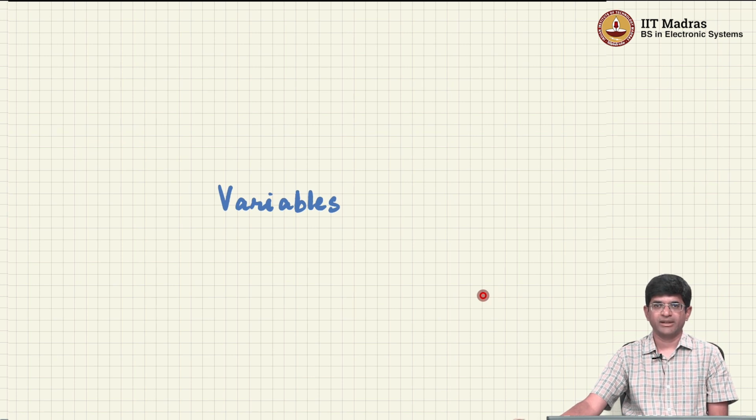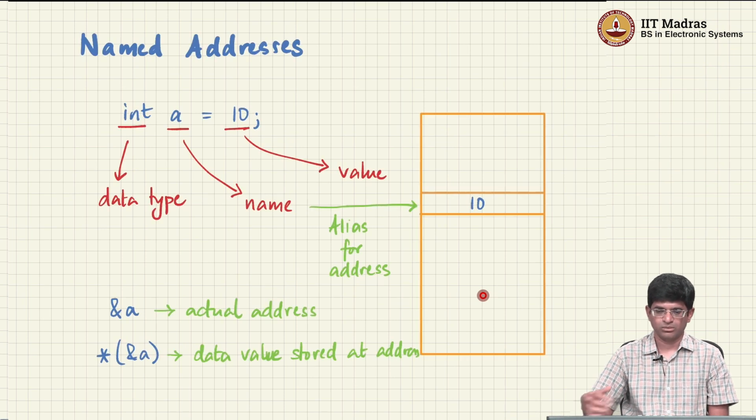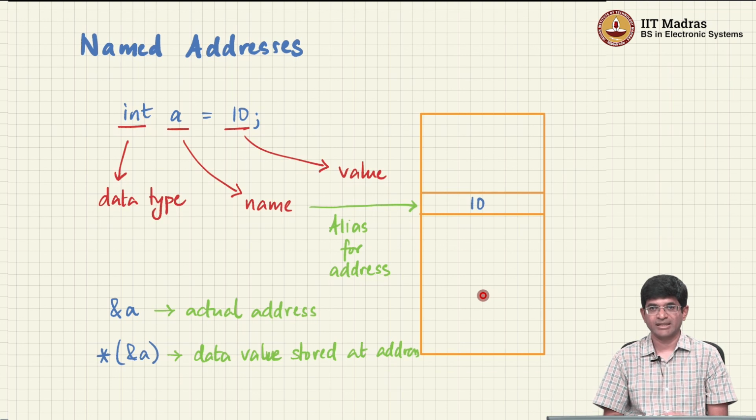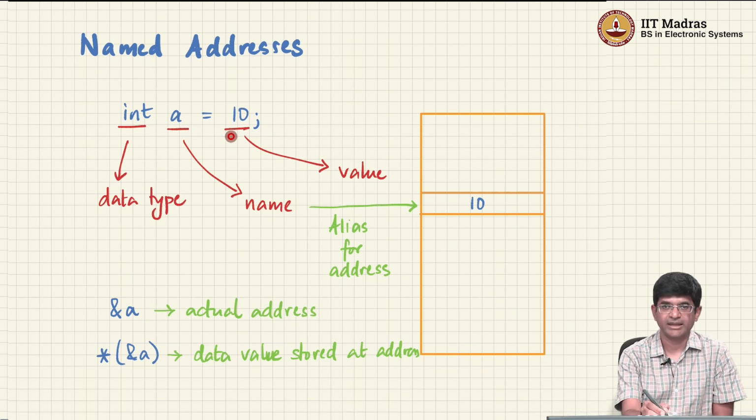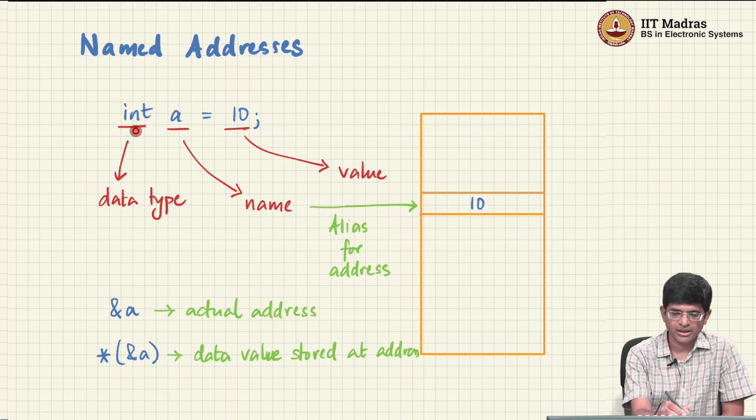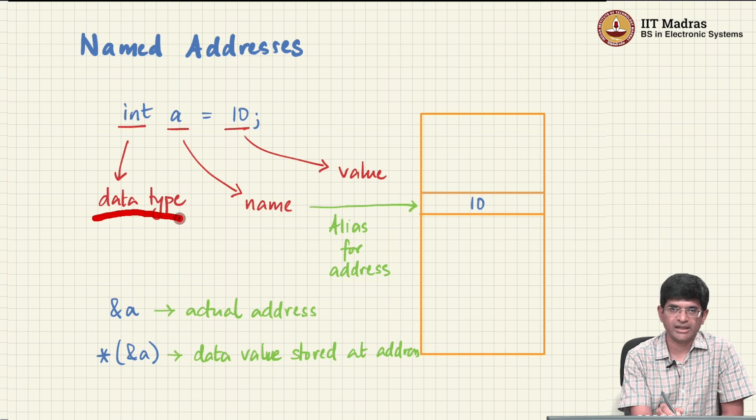So far we have looked at pointers directly as ways of accessing the memory of a computer, and now we would like to look a little bit more into the relationship between pointers and variables. A variable can just be thought of as a named address, right? So when I declare something, for example, as int a = 10, the int over here is the data type. It tells me what kind of data I want to store.